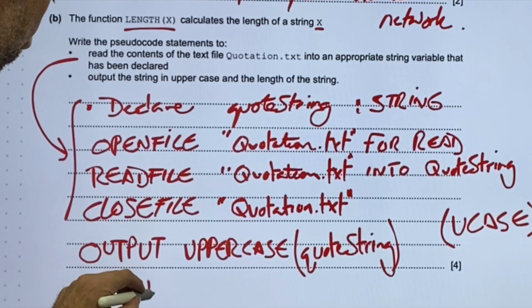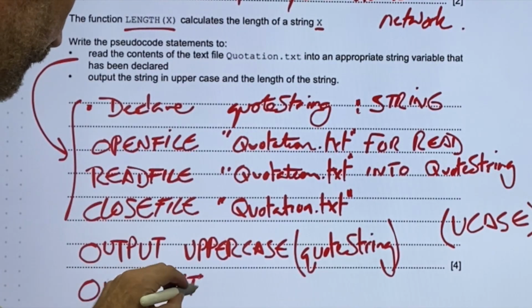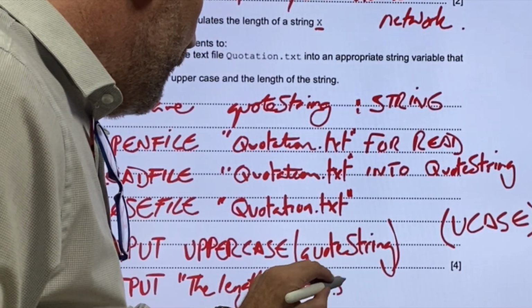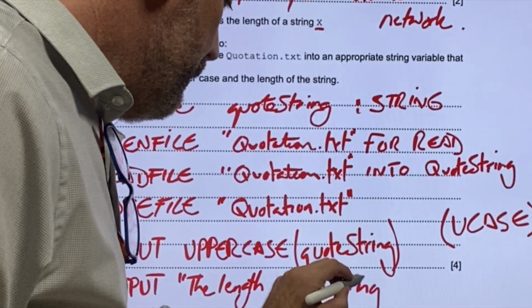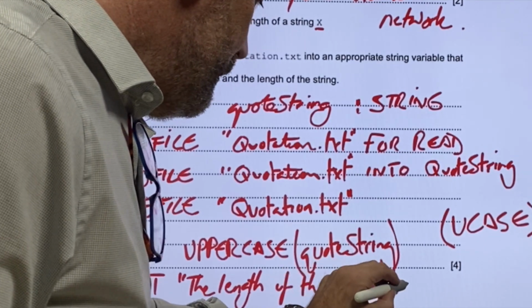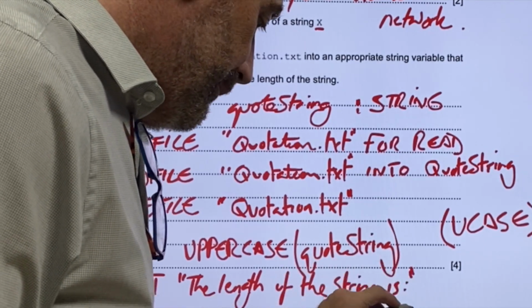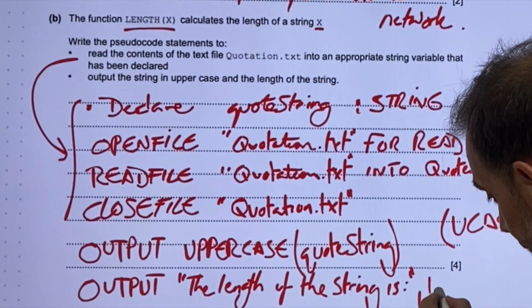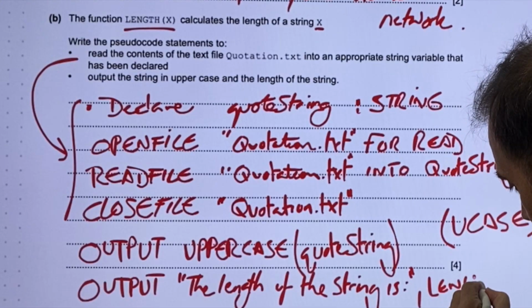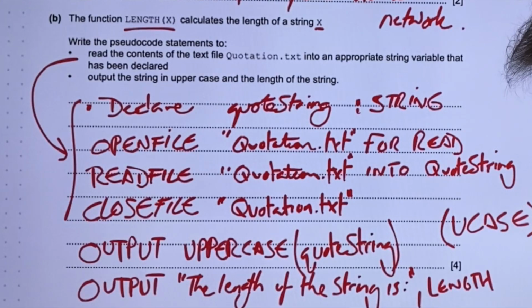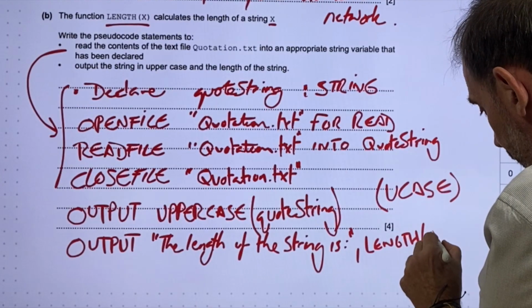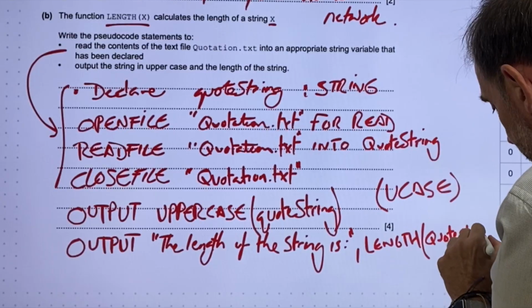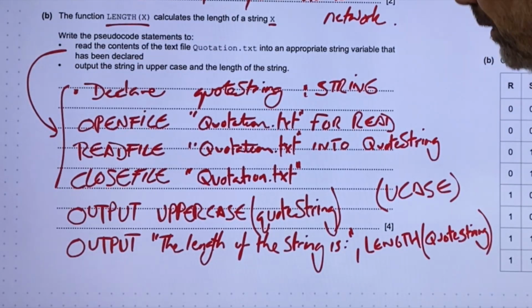Output again the length of the string, is, comma, length, and then in brackets quote string. Okay, so there we go.